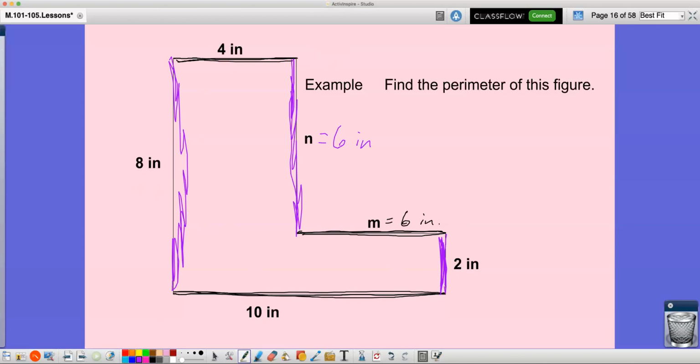Let's say if we're doing the perimeter, we're starting right here. If we're starting in this perimeter position and we're moving around here, that's 4. Plus 6 is 10. Plus 6 more is 16. Plus 2 is 18. Plus 10 more is 28. Plus 8 would make 36. So the perimeter equals 36 inches for this complex shape.